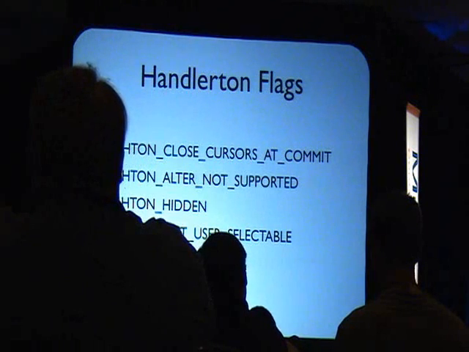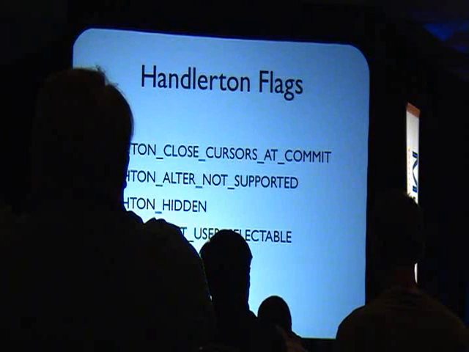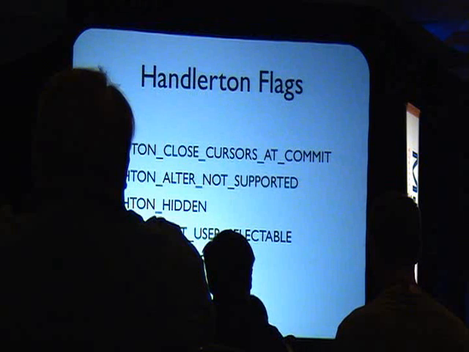The next one is hdone not user selectable. It means you can show that certain engines exist, but the engine can't actually be selected by a user. For instance, partition is an example of an engine that exists, the partitioning engine, but you can't actually create a table in the partition engine itself. So just to give you an example of what these different pieces are.